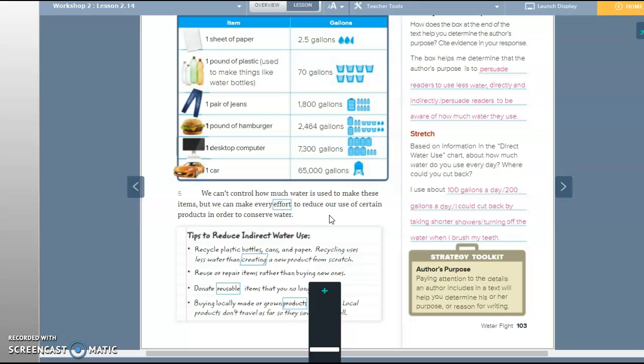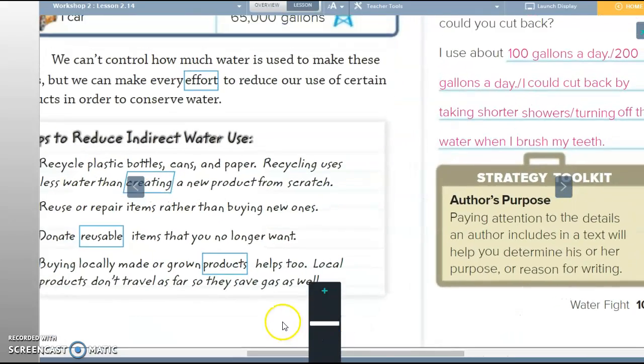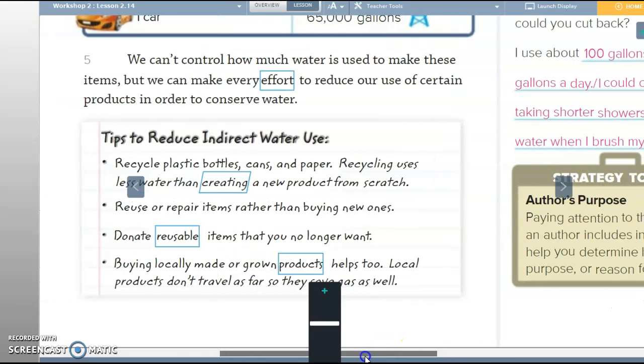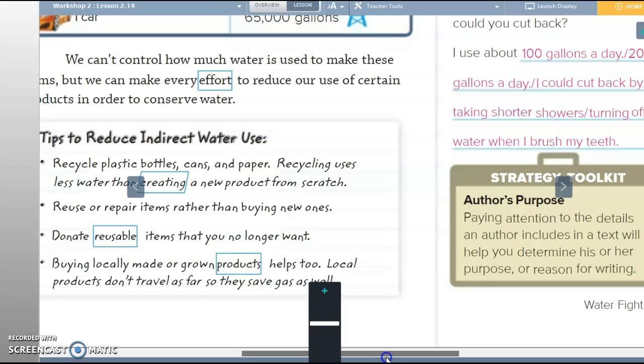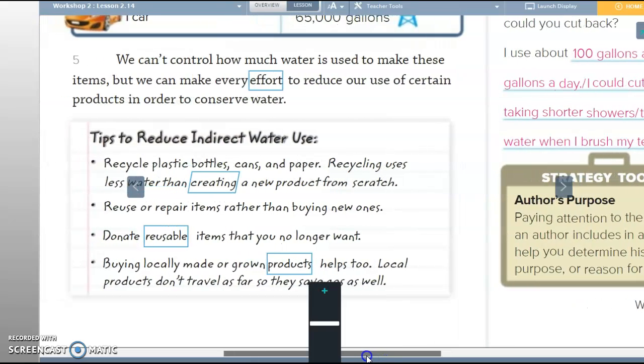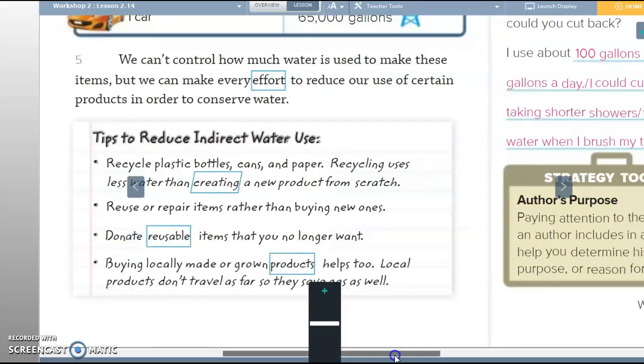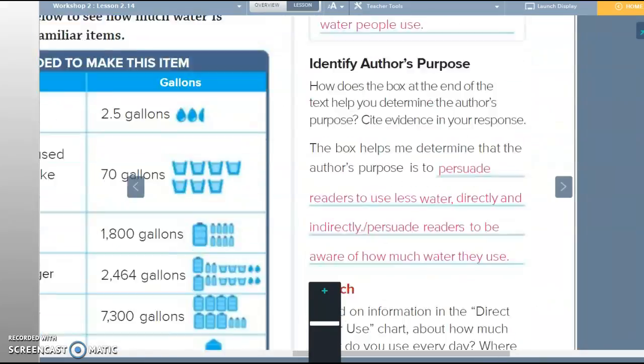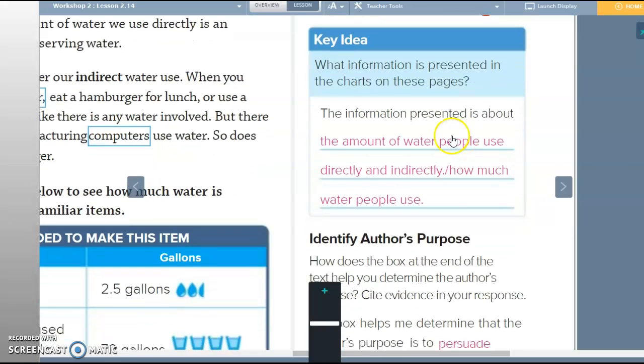Recycle plastic bottles, cans, and paper. Recycling uses less water than creating a new product from scratch. Reuse or repair items rather than buying new ones. Donate reusable items that you no longer want. Buying locally made or grown products helps too. Local products don't travel as far, so they save gas as well. Okay? All right, so they ask us, what information is presented in the charts on these pages?